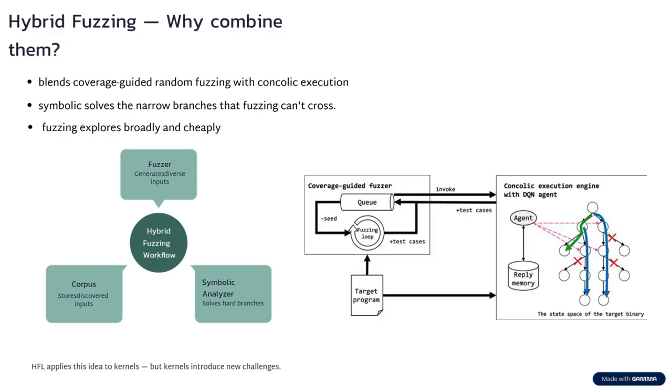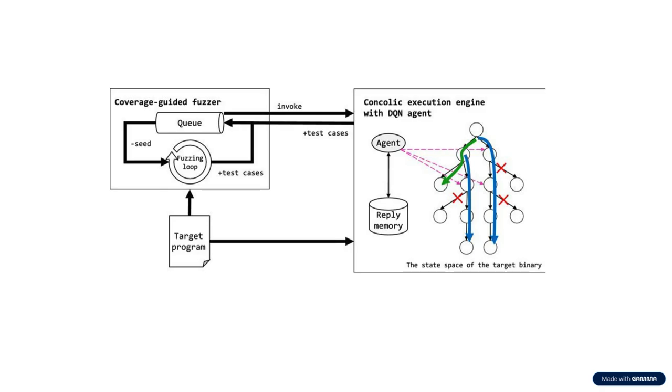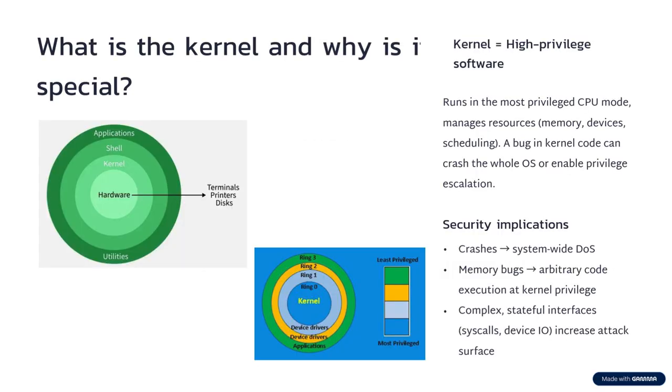Okay, so now that I've covered hybrid fuzzing, concolic execution, and traditional fuzzing, now let's talk about the kernel a little bit and why this is important, why this is significant. Okay, so you can see how this architecture is pretty layered. On the outer layer, you have your application layer. And now let's really dig into why the kernel is important.